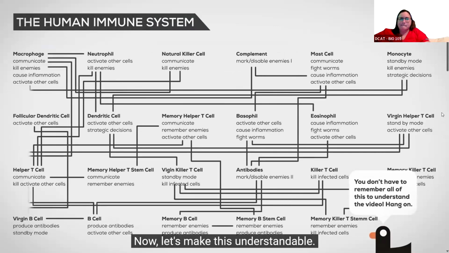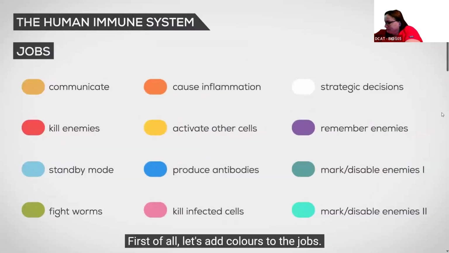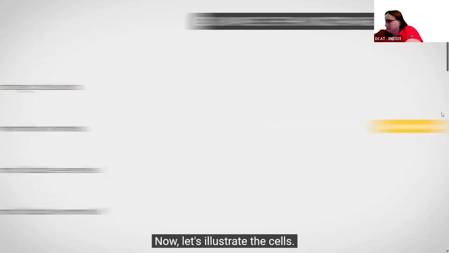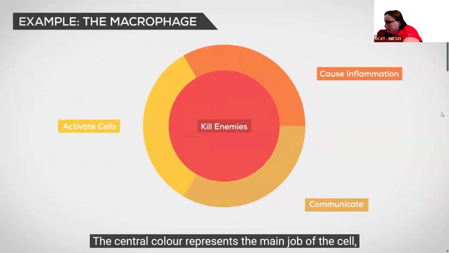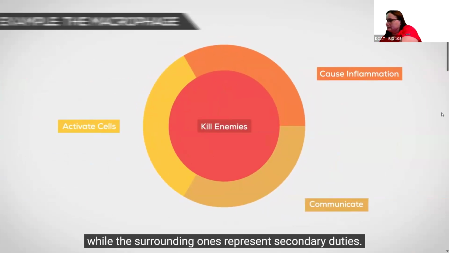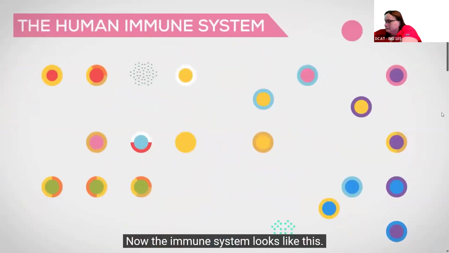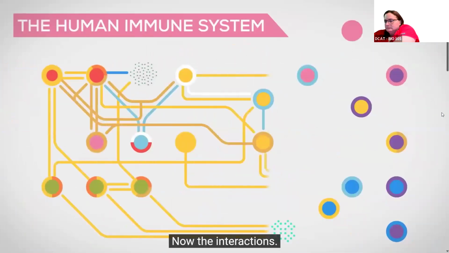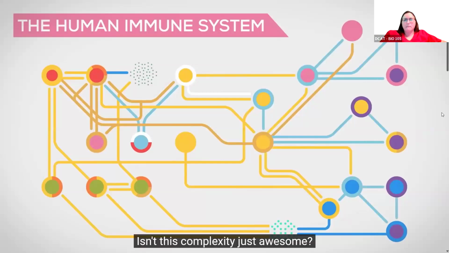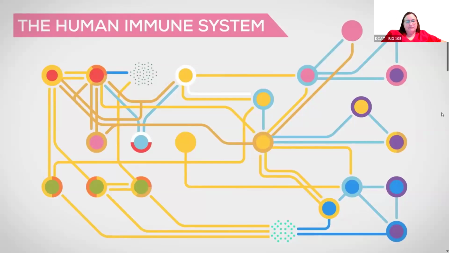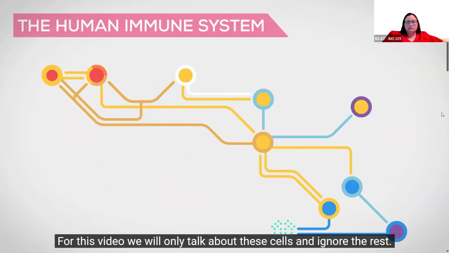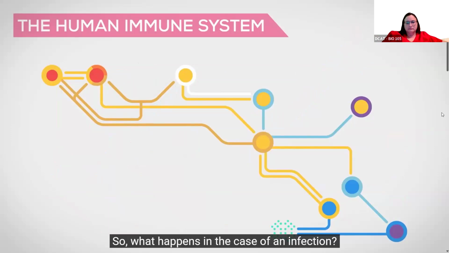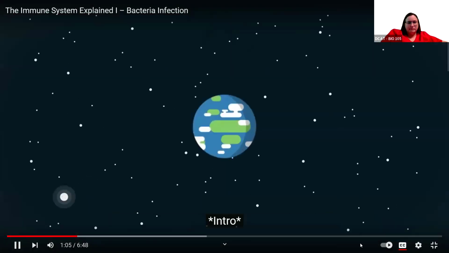Now, let's make this understandable. First of all, let's add colors to the jobs. Now, let's illustrate the cells. The central color represents the main job of the cell, while the surrounding ones represent secondary duties. Now, the immune system looks like this. Now, the interactions. Isn't this complexity just awesome? For this video, we will only talk about these cells and ignore the rest. So what happens in the case of an infection?